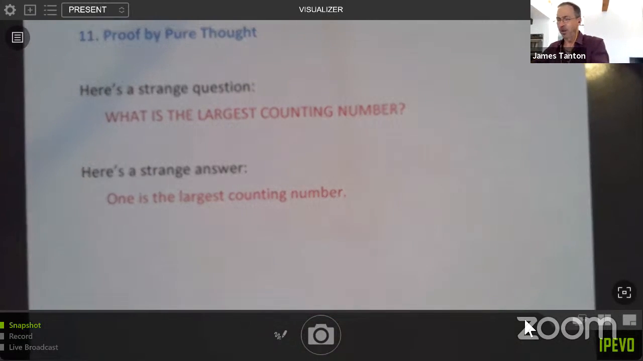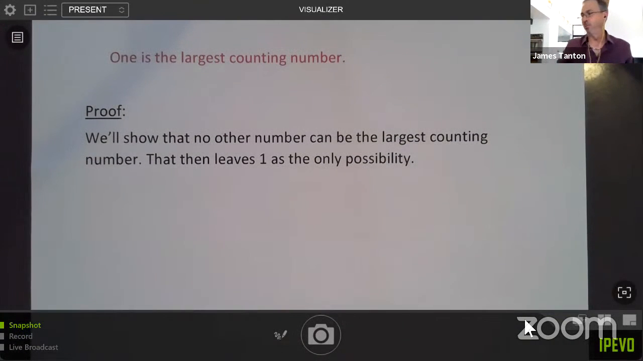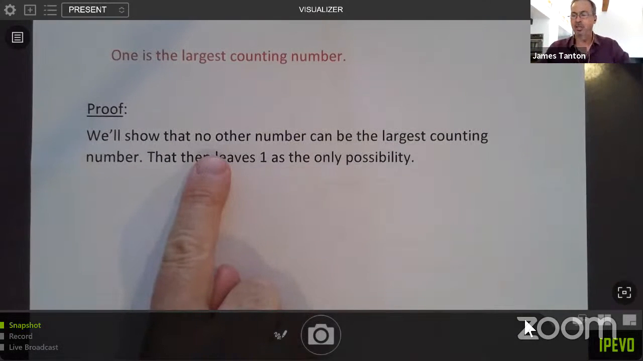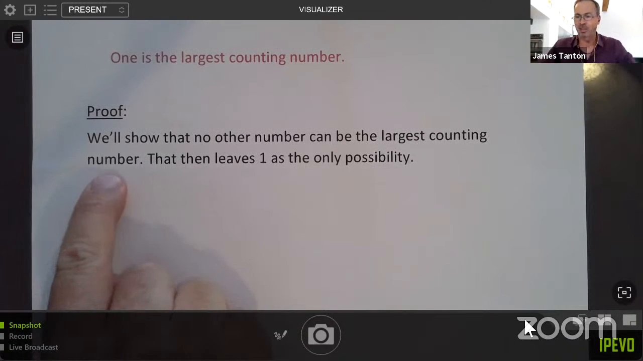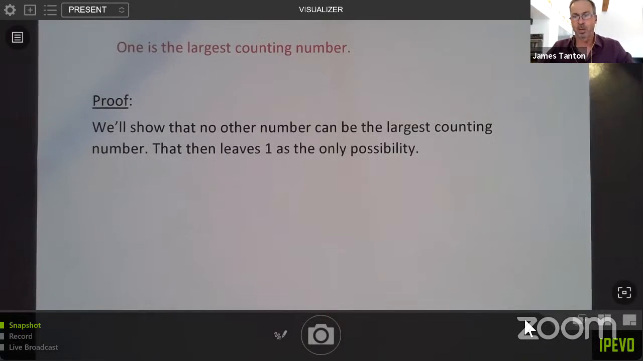Here's how my proof is going to go. Now, it's going to be abstract. So there's my claim. I claim that 1 is the largest counting number. And here's the method of my proof. I'm going to show that no other number can be the largest counting number. That 2 can't be the largest counting number, that 7 can't be, that 17 can't be the largest counting number. That will only leave the number 1 as the only possible answer to this question.